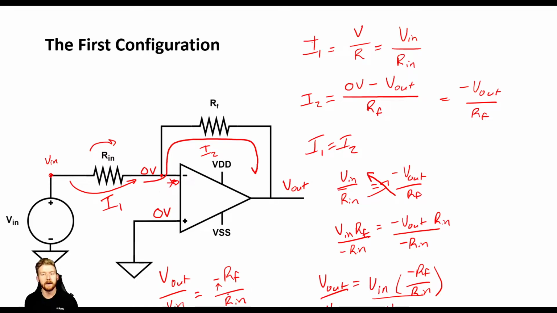So if we have a positive input, that's going to give us a negative output. So this is something super important to remember, that we have this inverting amplifier. That's what this one is called, inverting amplifier.